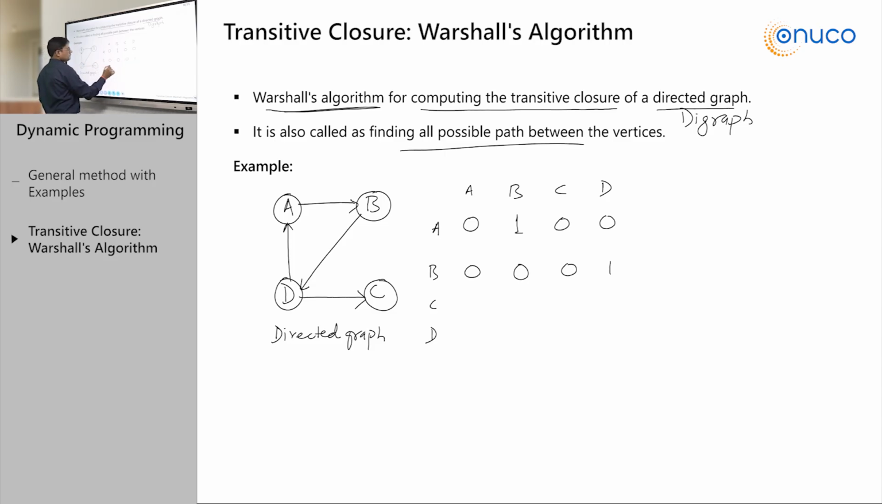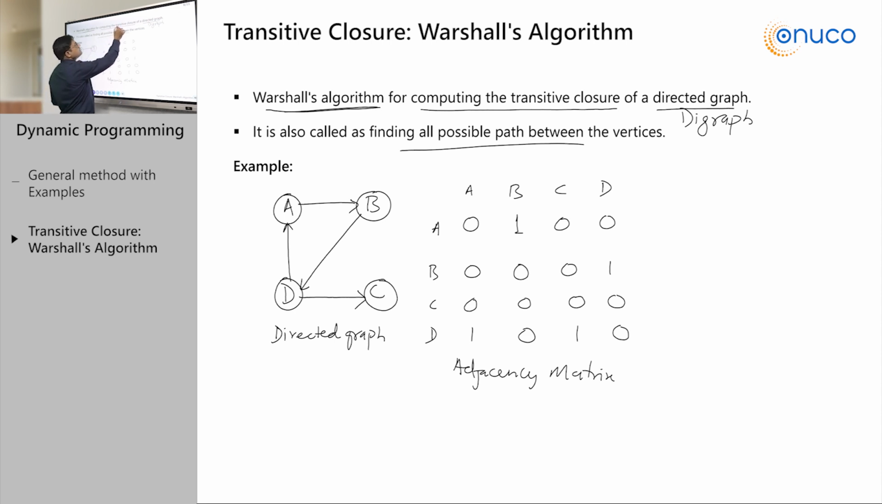C to all the vertices, C to A, C to B, C to C and C to D, it remains 0. D to A, there is a path. D to B, no path. D to C, there is a path. D to D is 0. This matrix is called an adjacency matrix.